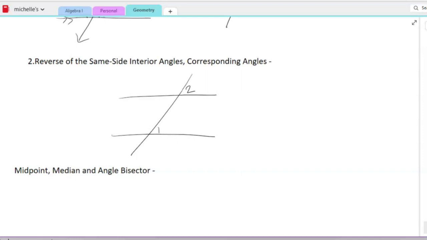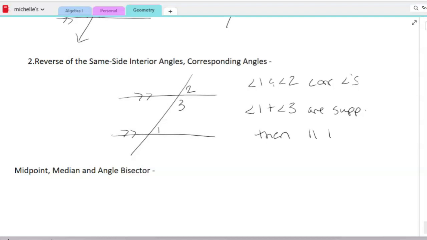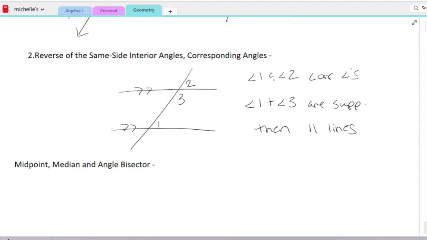If we can prove that angle 1 and angle 2 are corresponding angles, then the lines must be parallel. Or if we can prove that angle 1 plus angle 3 are supplementary, then the lines must be parallel. Then parallel lines. So we've not said these things explicitly yet. We haven't really needed to use them, but now we're going to really expand our horizons in terms of our proofs and what we're going to use to prove things. So I wanted to make sure that we went through it.